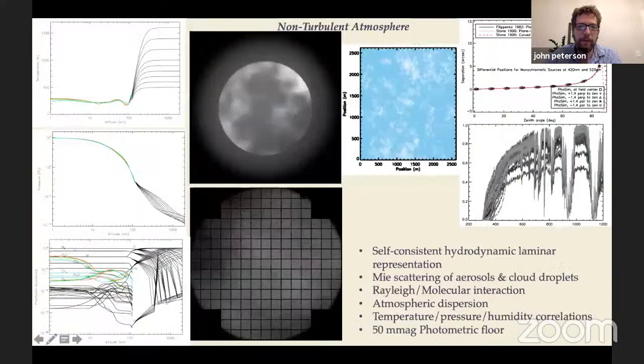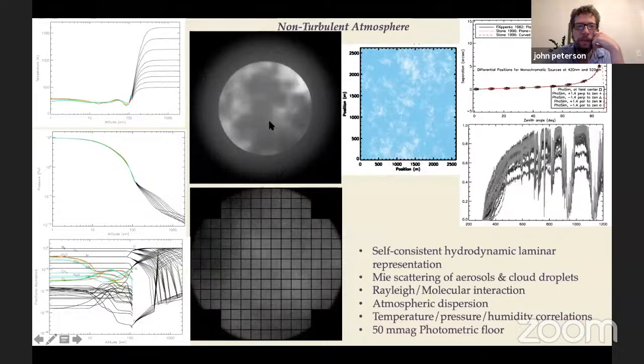We also have quite a bit of detail about the simulation of the atmosphere for the non-turbulent part of it. We have temperature and density and abundance profiles, all that self-consistently done. And then this is used to predict things like atmospheric dispersion, the atmospheric transmission. We have a full simulation of the Rayleigh scattering, the molecular interactions, as well as the Mie scattering, mainly from aerosol and cloud droplets. So you can see bright sources like the full moon, you get this halo from Mie scattering, as well as the loss of light due to the clouds.